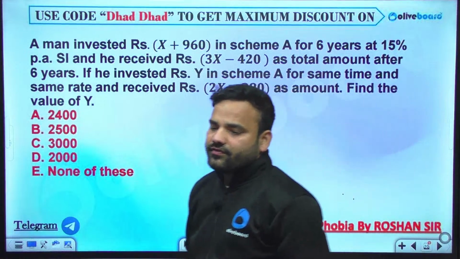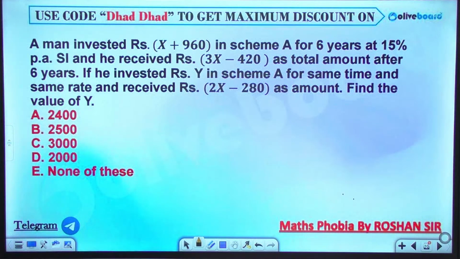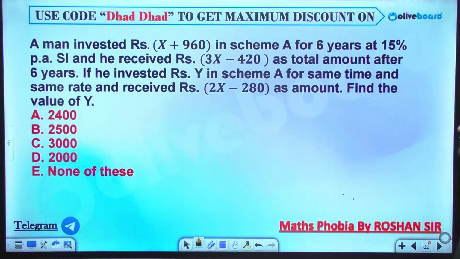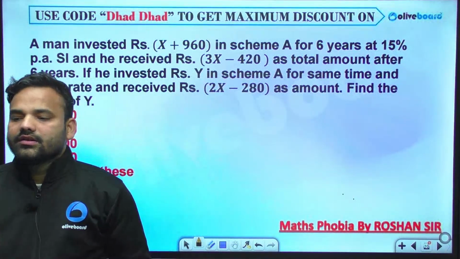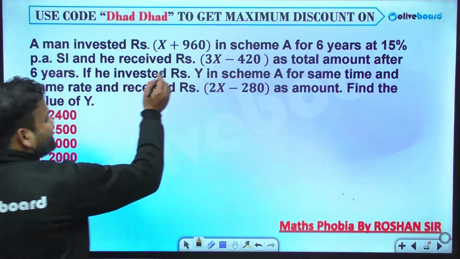This is a very beautiful question of compound simple interest. A very beautiful question of simple interest. Let's see who's doing it. Very important question. Avi Rockstar 2,500. Okay. A man invested rupees this much in scheme A.